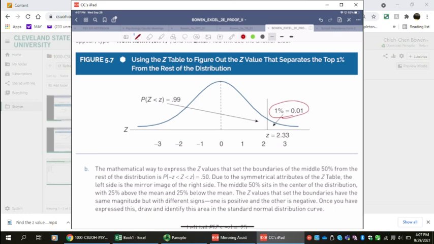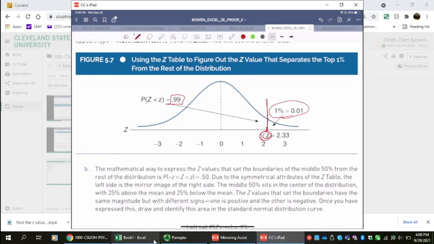Another way to look at it is this z-value, this straight line right here, determines the z-value. This z-value is separating the top 1% from the rest of the distribution. And all the other values that are lower than this particular z-value are going to be 99%. So we are actually looking at the z-value that's the 99th percentile rank.